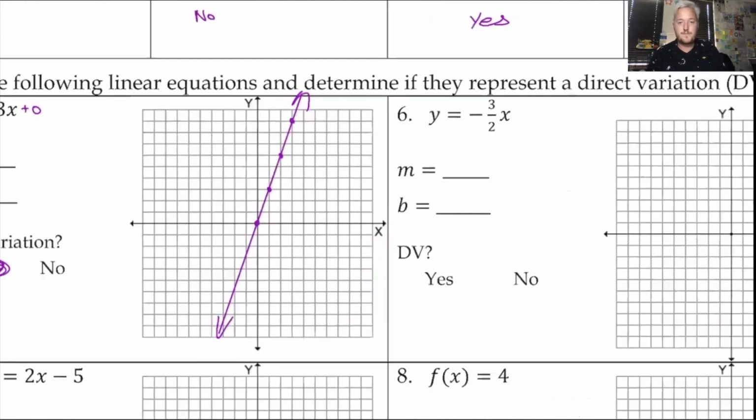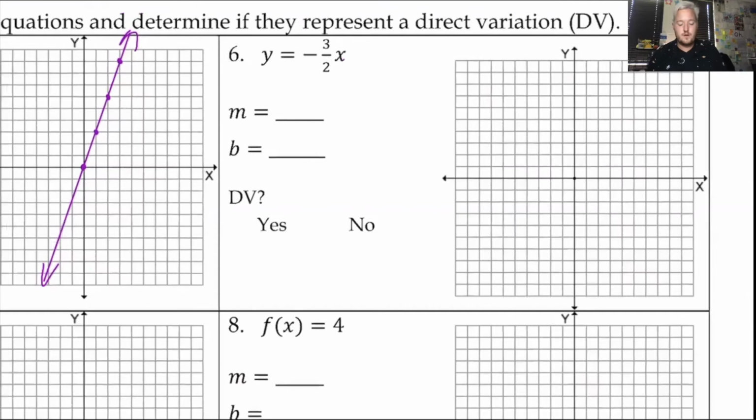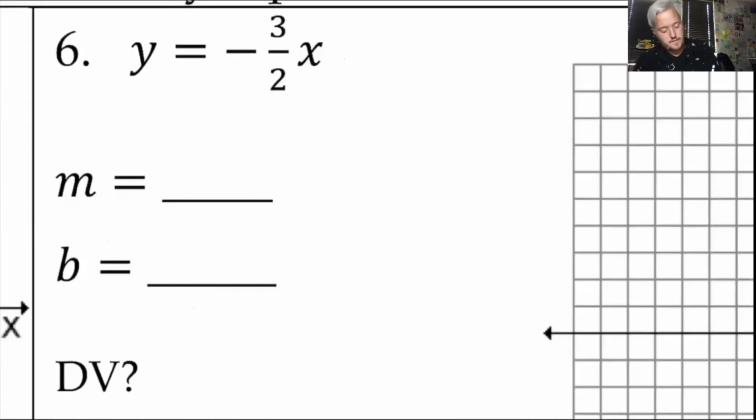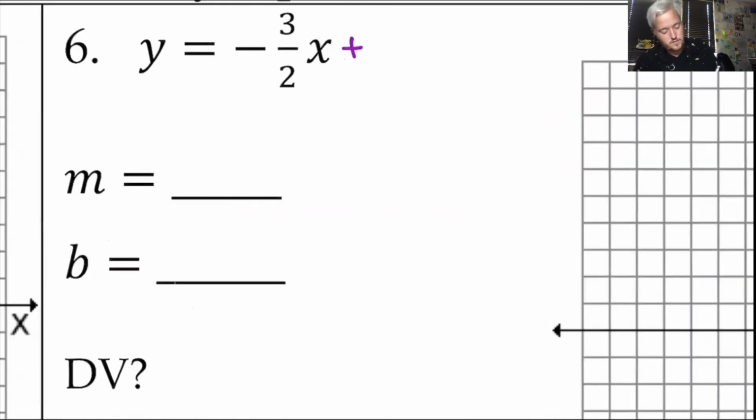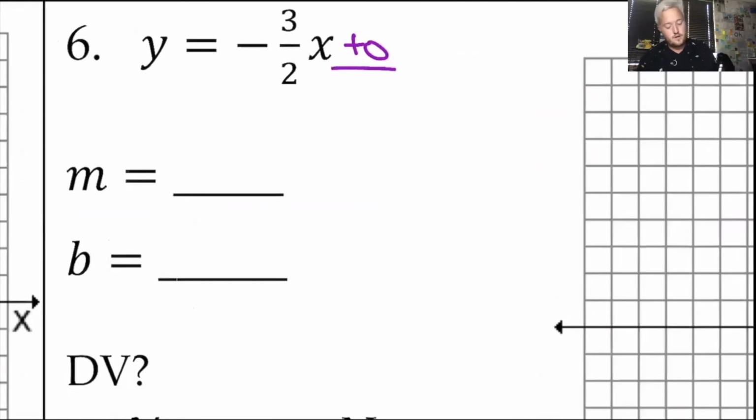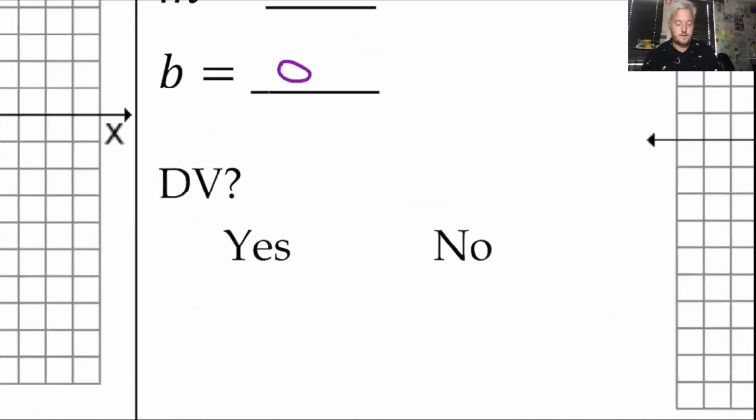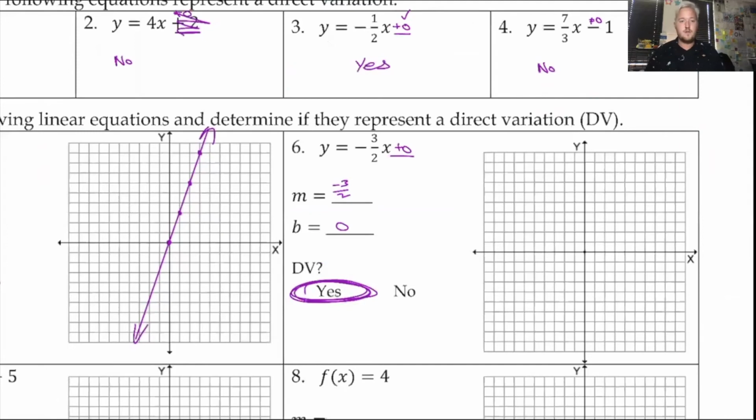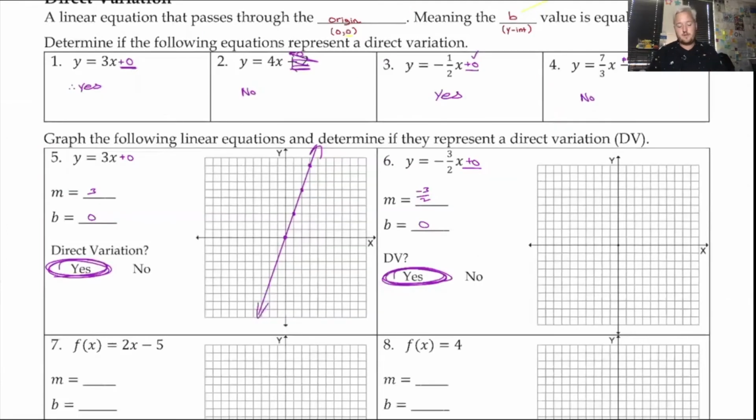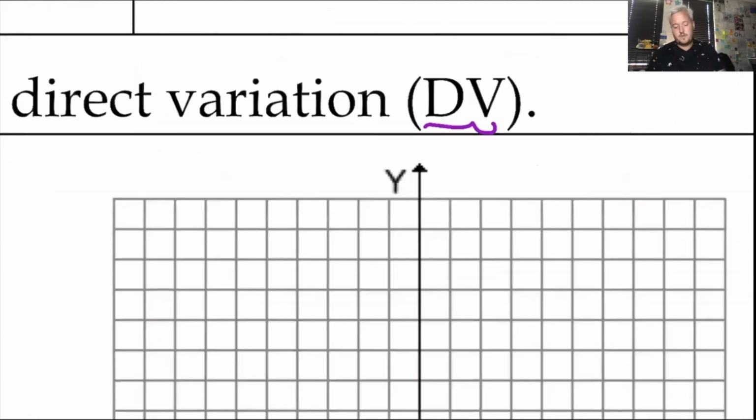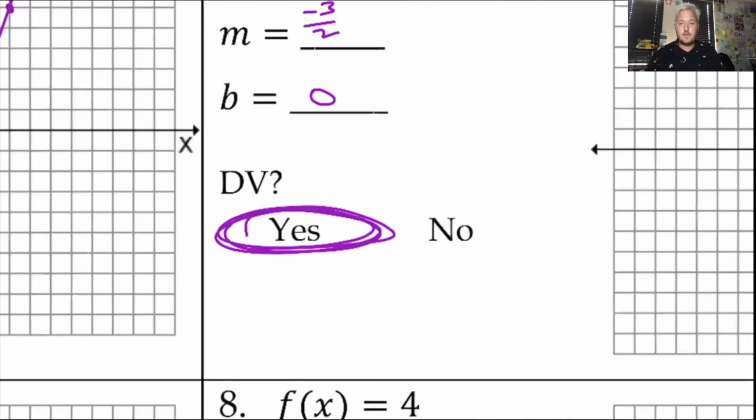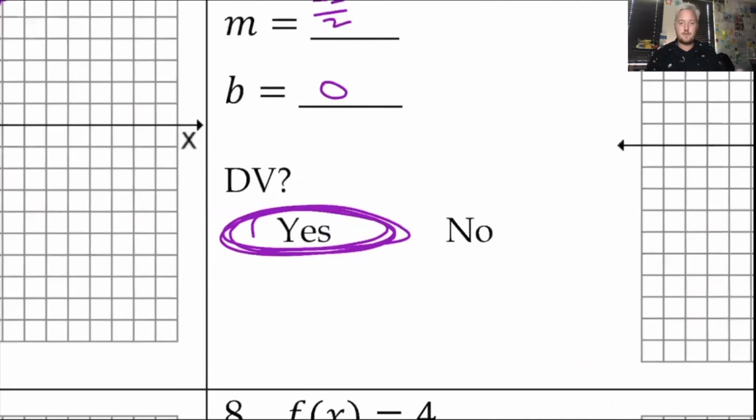Number 6. All right, so in this case, we have y equals -3/2 x. Our b value over here would be 0 because there's not one. So we have an m value of -3/2, b value of 0. So is this a direct variation? Absolutely, because our b value is 0. So I will abbreviate direct variation as dv just because I'm a math person, because I'm lazy. So I'd rather write out dv, so it's easier.